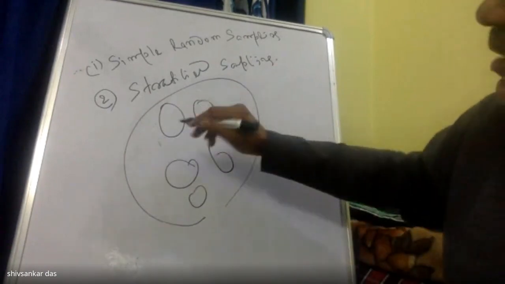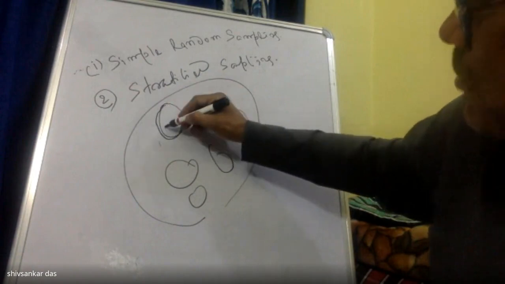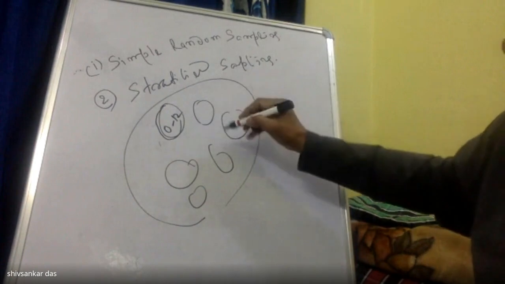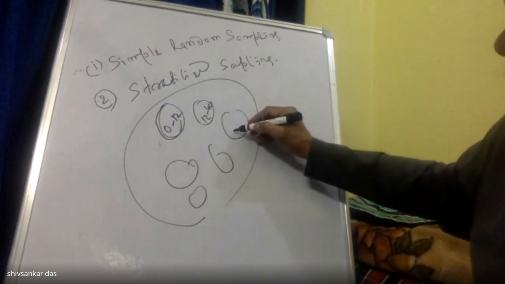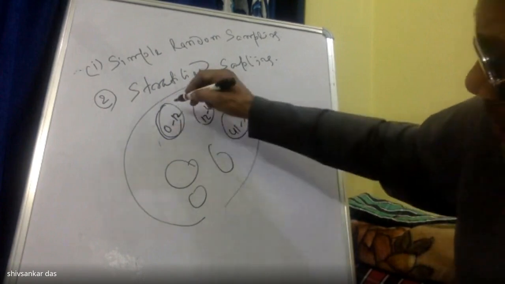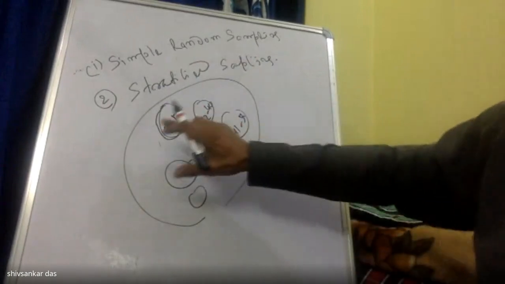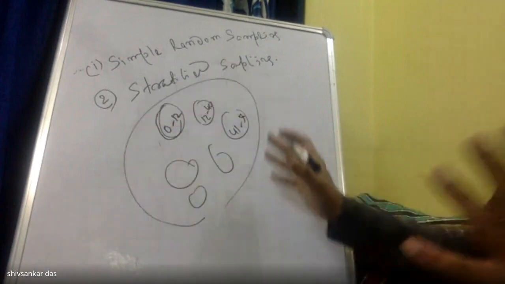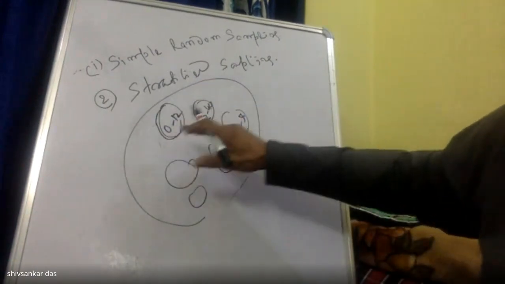Suppose in the case of age, we will say this is children, 0 to, let us say, 12 years. Here it is 12 to 40 years. Here we will say 41 to 50 years, something like this. So we classify the population on the basis of age into some groups. Age-wise, I made stratification.